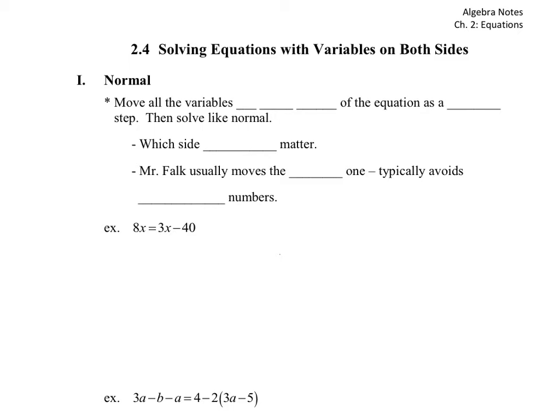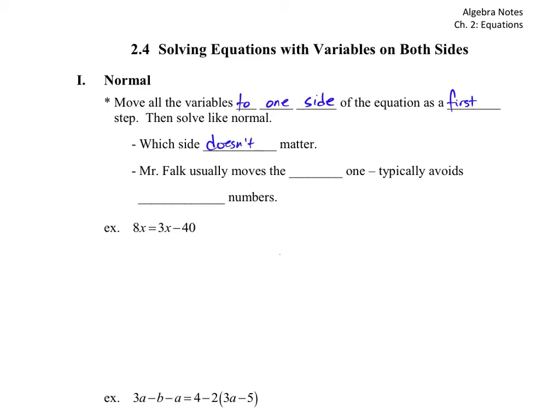All right, so some hints I'm going to start out with. This is what I like to do. First of all, move all the variables to one side of the equation, or one side of the equals, as a first step. Then you just solve it like normal. Now, which way you go, which side, doesn't matter, but sometimes one side will be easier than the other.